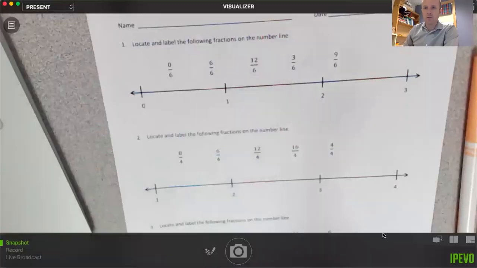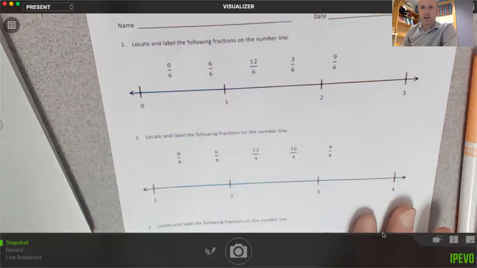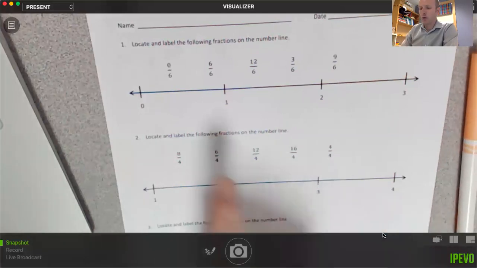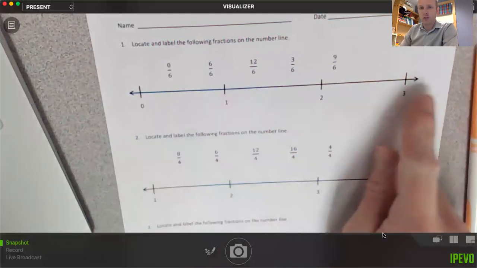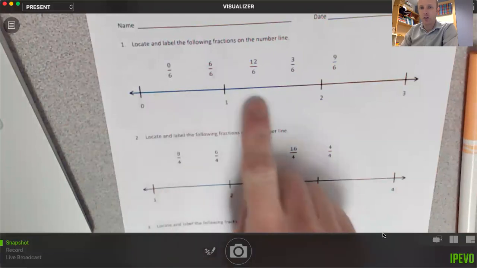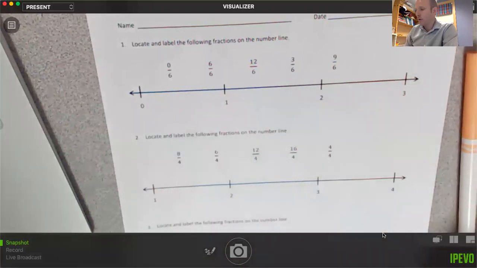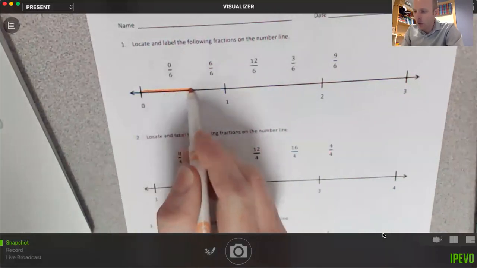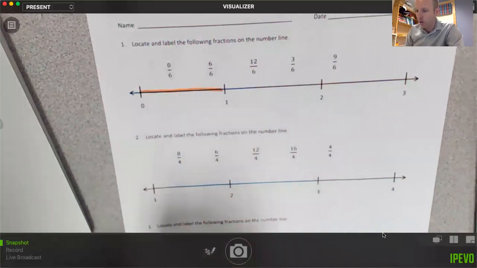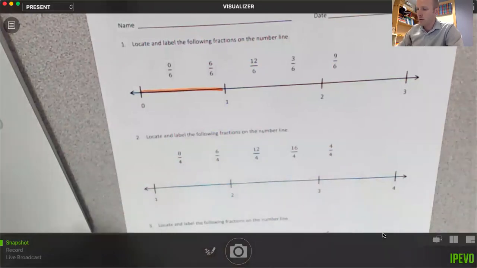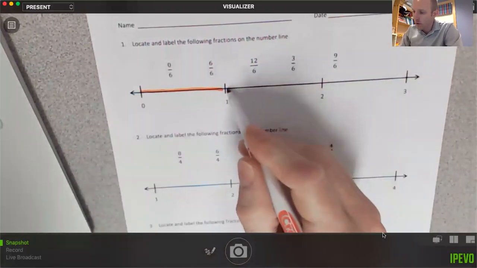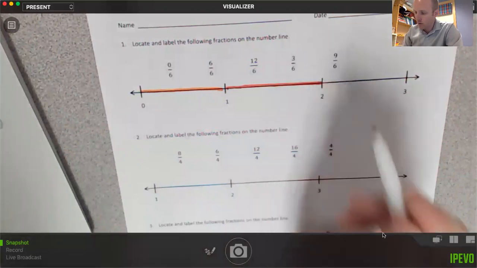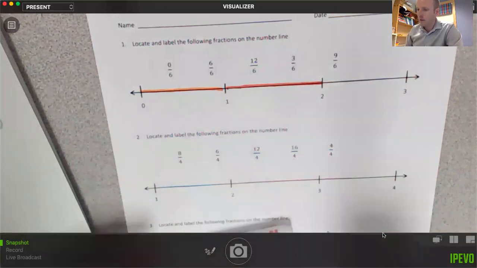Let's take a look at the problem set. So on the problem set here, you see we're going on this first problem from 0 to 3. So you can see we have 3 holes within here. So the first thing I'm going to do is shade these in or use a marker and highlight the holes. So that's 1. Here's the second hole. And here's the third hole.